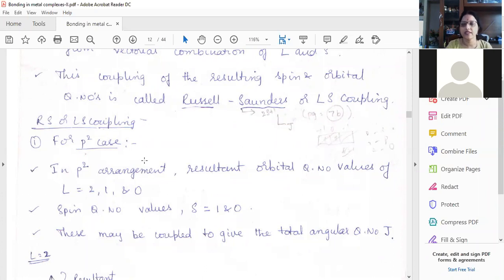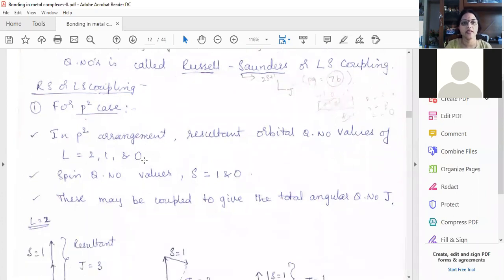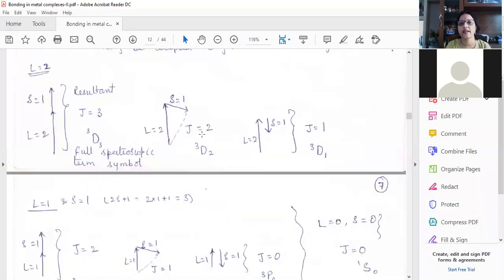So we have done this Russell-Saunders coupling also in the class. This is an example of the vectorial coupling I mentioned, right? So how to couple this? If L is equal to 2 and S is equal to 1, the resultant J will be equal to 3 when they are in the same direction. If I put it at an angle, it will become 2. If I put it in the opposite direction, J will become 1. So I can write the J values.